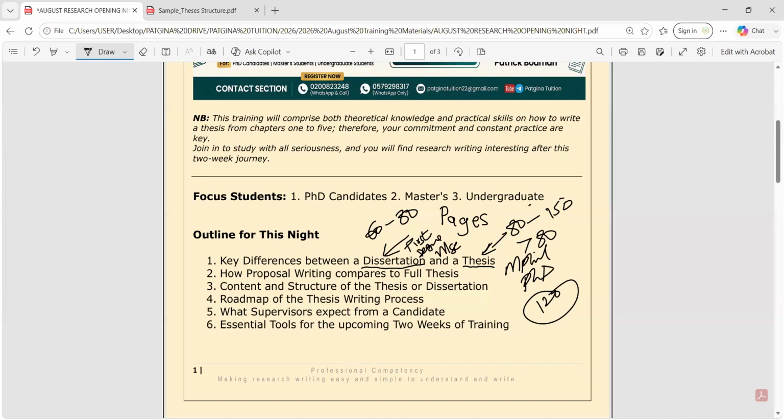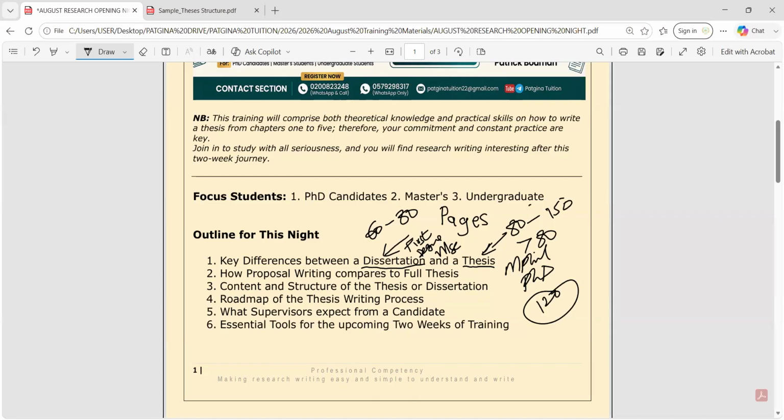So thesis is done by MPhil and PhD candidates. Dissertations are done by the first degree and MSc candidates. So let's take note of that. But now you can see first degree candidates who are doing their work move from dissertation to thesis because of the number of pages. So take note of that. Most people do not understand these basic concepts. Now, when it comes to how to write proposal, in fact, we have a structure for proposal. I'm going to show you thesis structure.